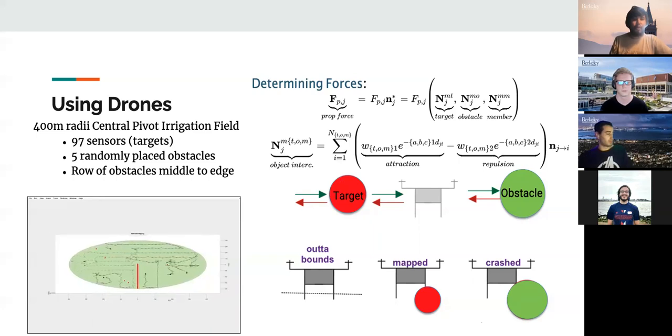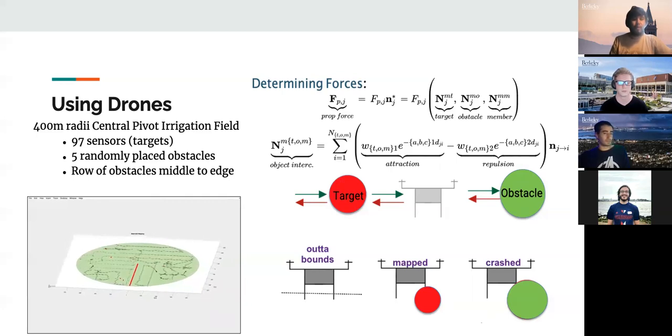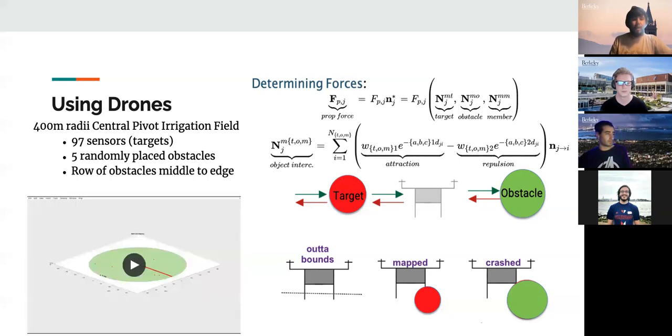The way we're modeling these drones is by an attraction and repulsion force similar to that of molecular forces, where they're attracted to the sensors that are laid out across the field, but then stay away from the obstacles. And if they get too close to an obstacle, they are eliminated from the simulation. But when they get close to a target, in this case, a sensor, it is considered mapped and it will go on to the next sensor.